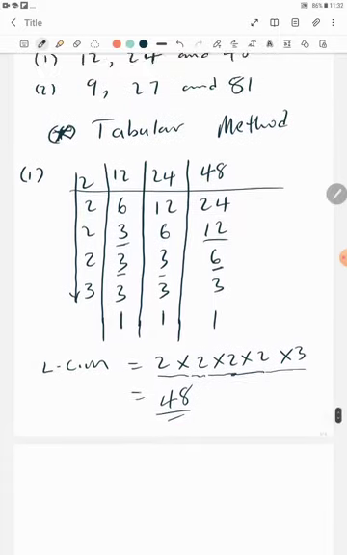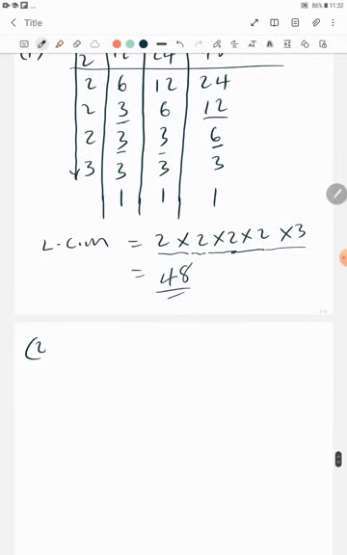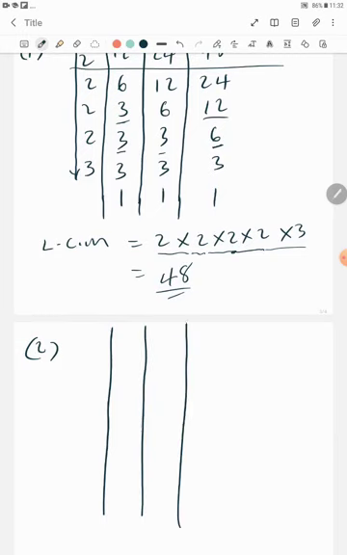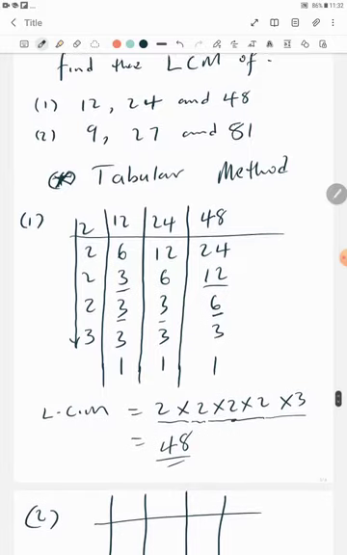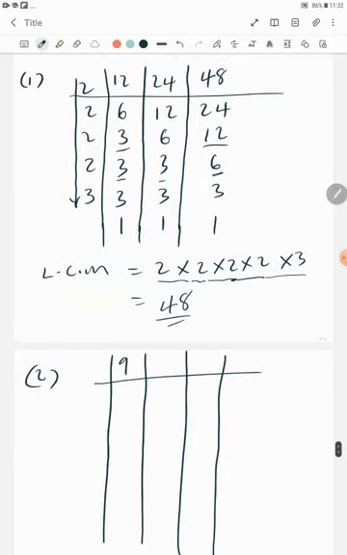Let's use the tabular method again to do number 2. Our number 2, the numbers we have are 9, 27, and 81. Obviously, 9 is an odd number, 27 is an odd number, 81 is an odd number. 2 cannot go. In as much as you see any one of them that 3 can divide, just begin with your 3.